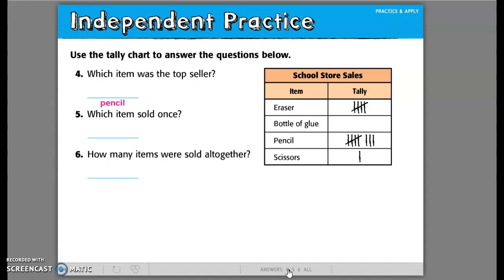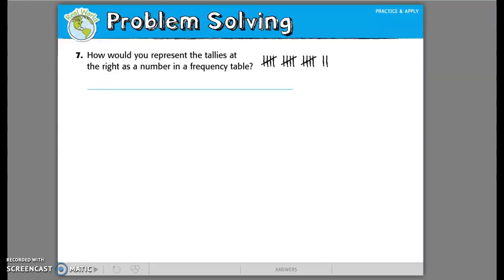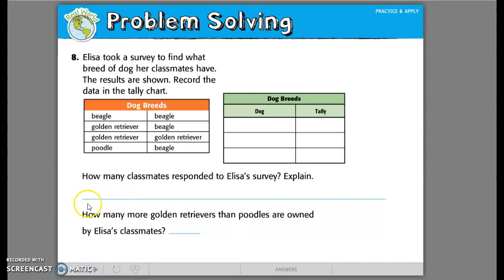and number 6, because we're skipping and just doing the evens, how many items were sold altogether? So I'm going to come to the chart and I'm going to count by 5s. 5, 10, 3 more is 13, 1 more is 14. Excellent. So let's turn the page to 694. We're going to continue doing the evens. So we're going to skip number 7 and go on to number 8.